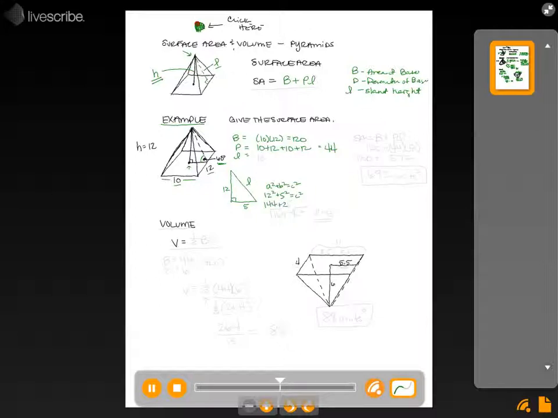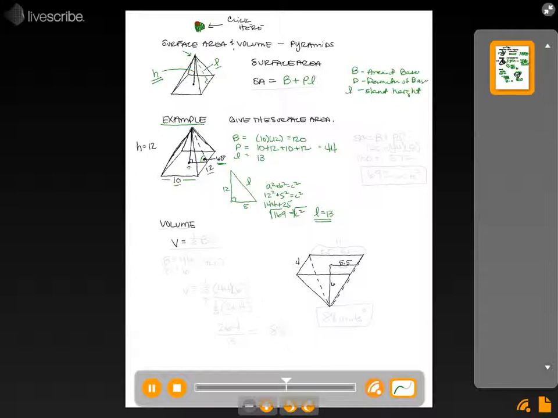12 squared is 144. 5 squared is 25. We add those together. 144 plus 25 gives us 169 equal to c squared. Root both sides. So the slant height ends up being the square root of 169, which is 13.